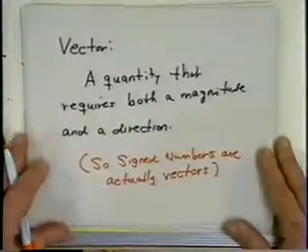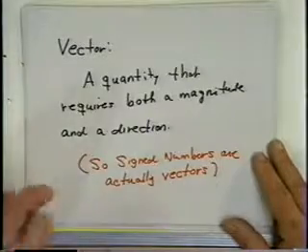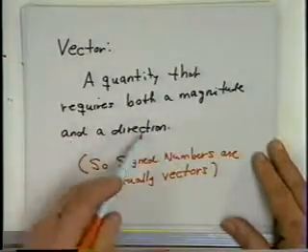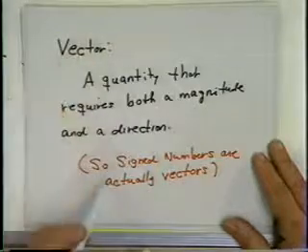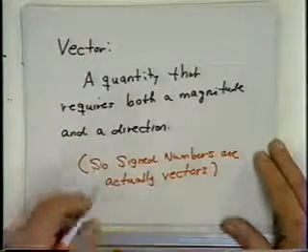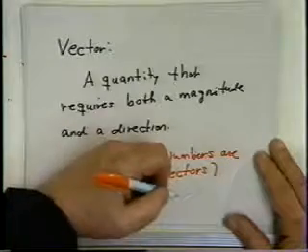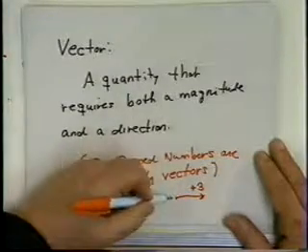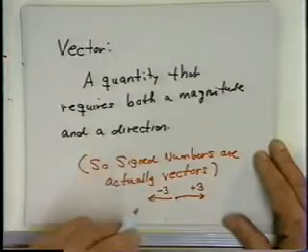And that brings us to something called a vector. A quantity that requires both a magnitude and a direction is called a vector. In this sense, signed numbers are actually vectors, because when I say go 3 units, I have to tell you whether I mean 3 to the right or whether I mean 3 to the left.